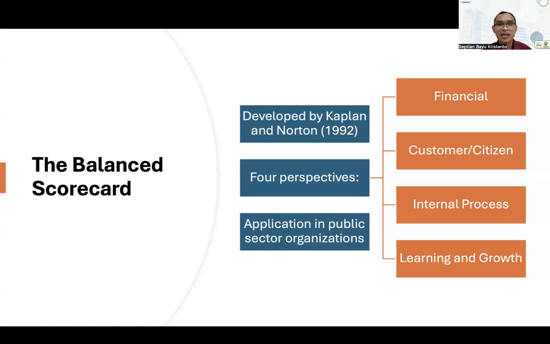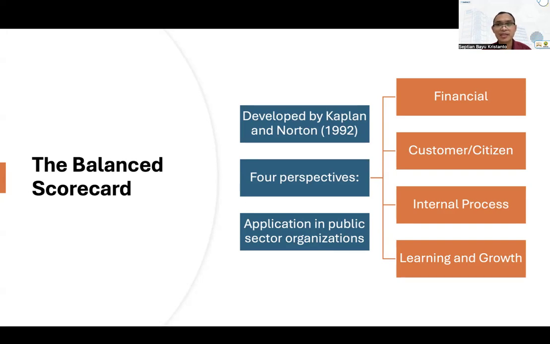The balanced scorecard was developed by Kaplan and Norton in 1992. This scorecard is applied to public sector organizations, and it measures perspectives not only in the financials, but also covers non-financials. We have 4 perspectives in the balanced scorecard.